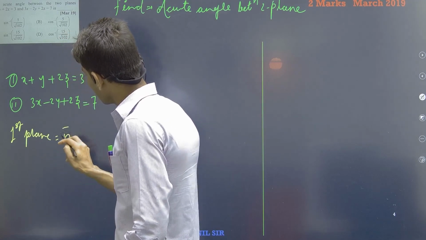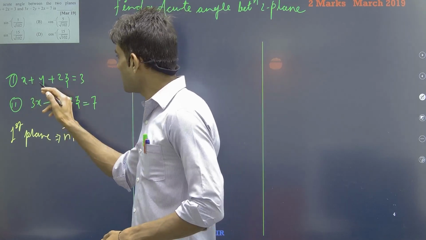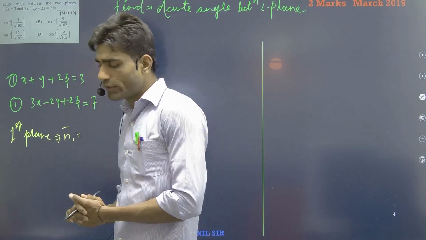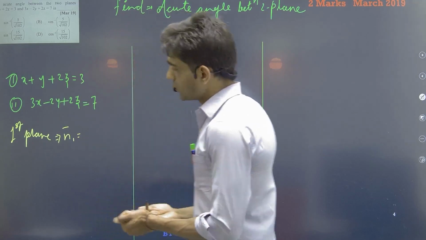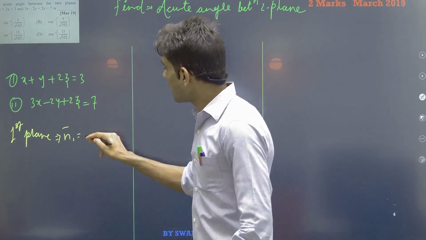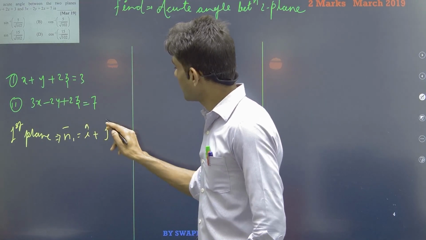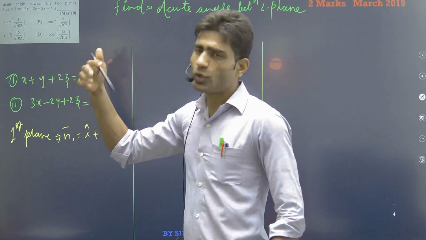The first plane's normal n1 bar can be written as i plus j plus 2k. So n1 bar is written using just the coefficients of x, y, z. I plus j means the coefficient of x is 1.